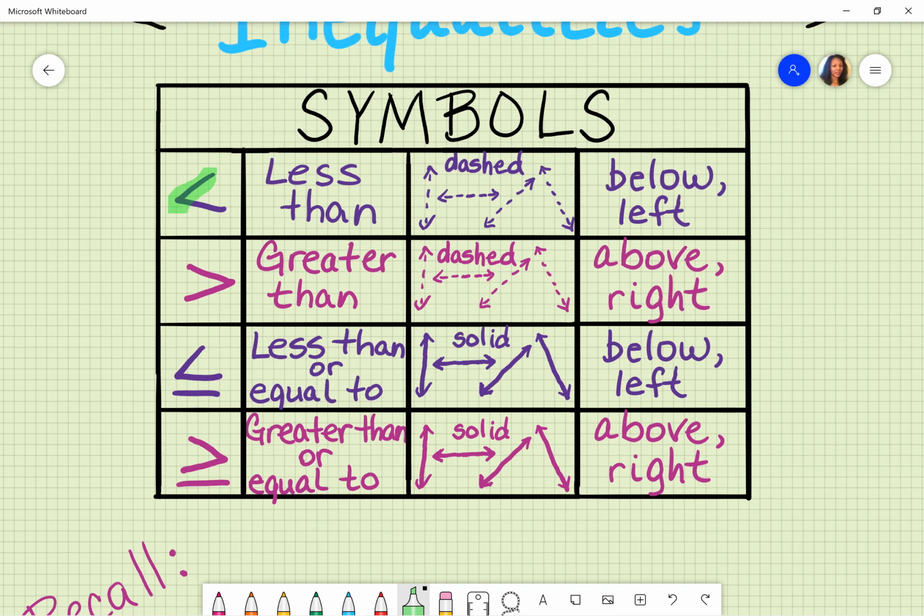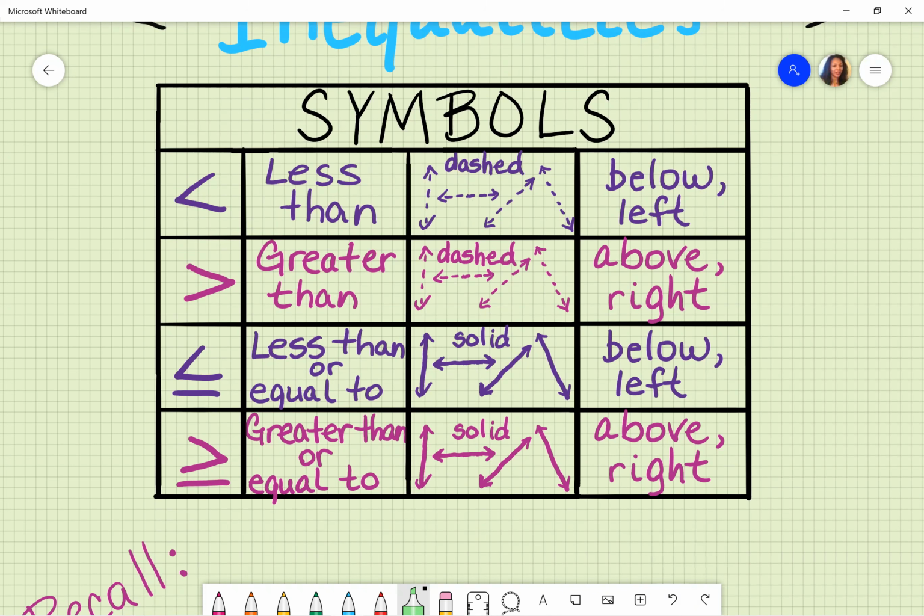For me, less than looks like an L. I know that's a stretch, but that's how I remember it. And less than starts with L. Okay. And then greater than is the opposite. It's not necessarily a backwards L, but like the less than, it starts off small and then goes bigger, and the greater than starts off big and goes smaller. So that's another way that you can look at it.